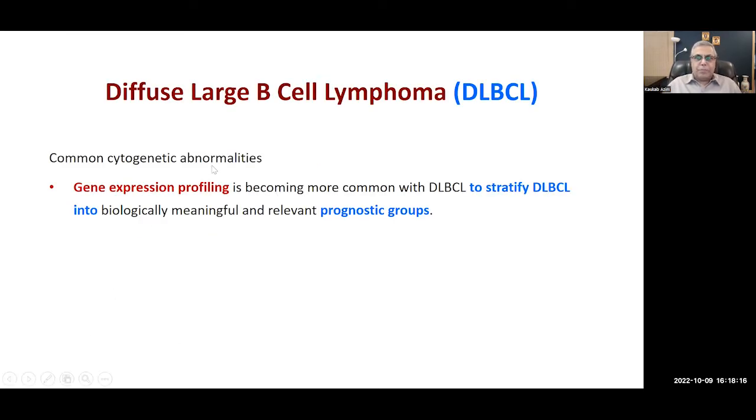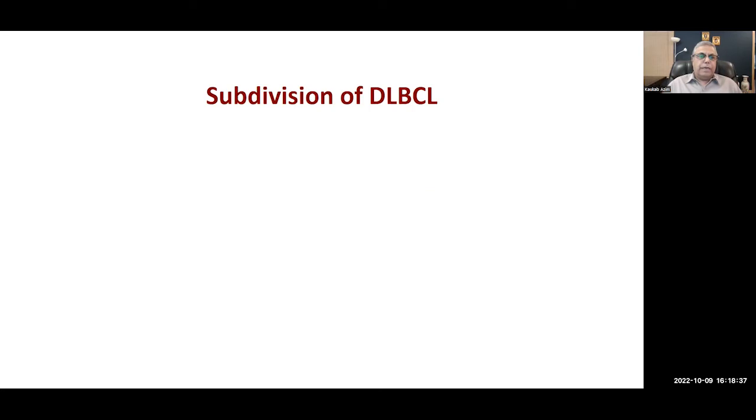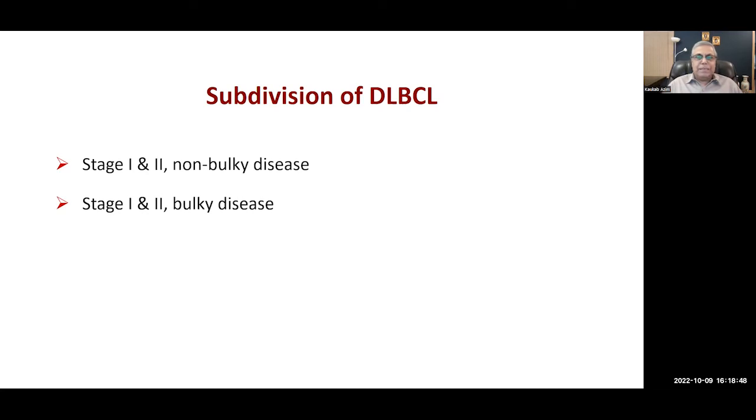Common cytogenetic abnormalities that we find in DLBCL. Gene expression profiling is becoming more common in DLBCL to stratify it biologically and meaningfully into relevant prognostic groups, okay? So, genetic profiling. Subdivision of DLBCL is stage 1, stage 2 non-bulky, just like follicular, stage 2 bulky disease, and then stage 3 and 4 diseases, right? And the goal in all of these cases is to cure.